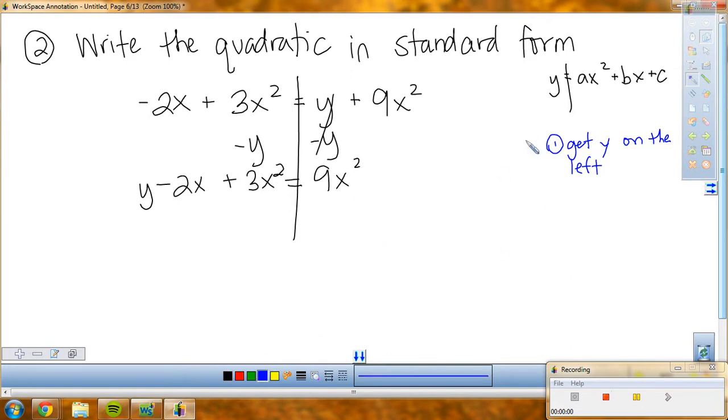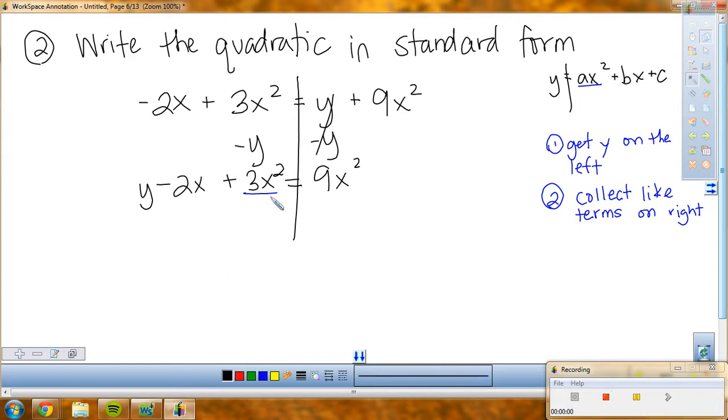Okay. And once I move my y over, my second step is to collect like terms. Collect like terms on the right. So in the last example, I didn't have any like terms. All I had to do was move things over. But if we look here, I know that I need to move my 3x squared to the other side. But I also have a 9x squared already waiting for me over there. So I want to make sure that, yes, I'm moving it over, but that I'm also combining my like terms.